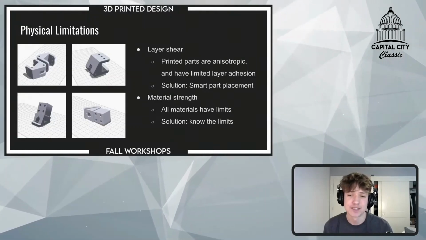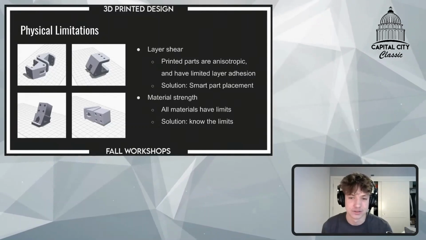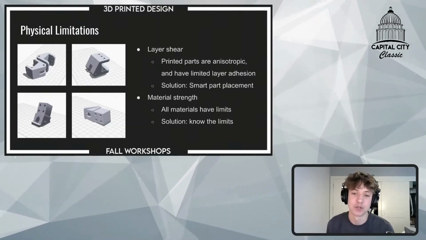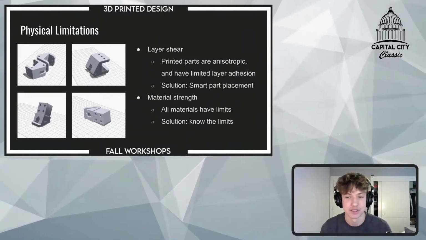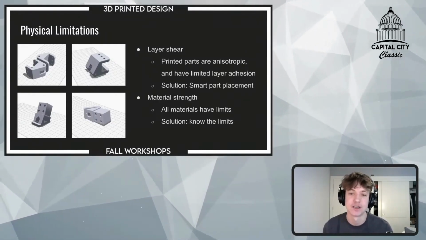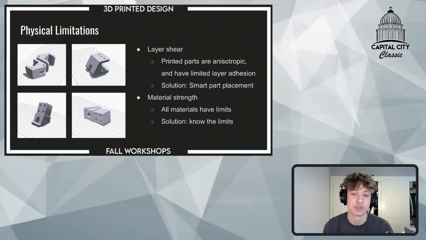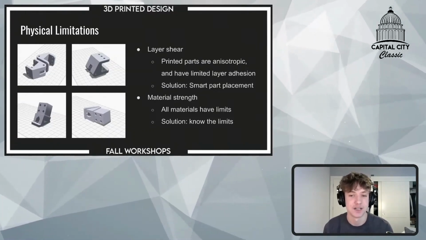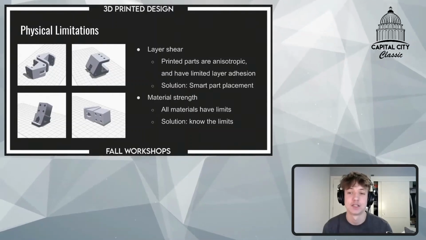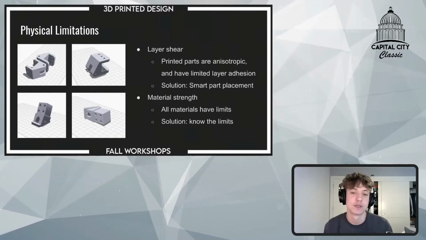Another thing to keep in mind is layer shear. Parts are printed in layers, and within layers, the printer can extrude a continuous strand with a small infill direction, meaning that individual layers are relatively strong. But between layers, the printer is limited on how well it can get them to stick. So this means that the part is more likely to break along the layers than anywhere else.